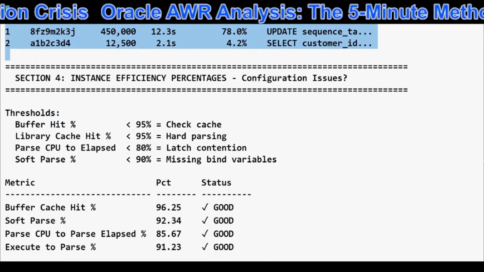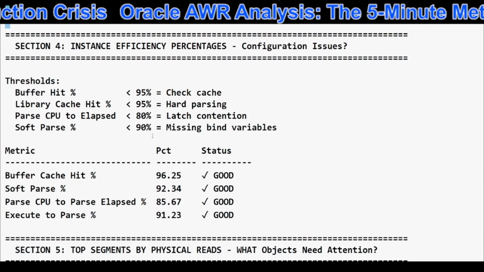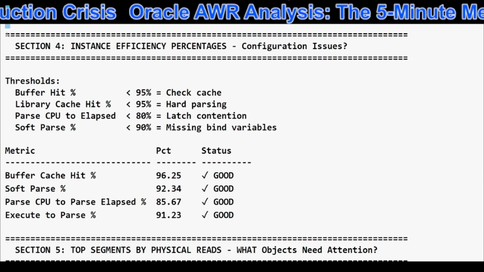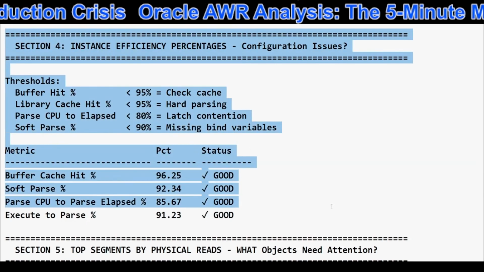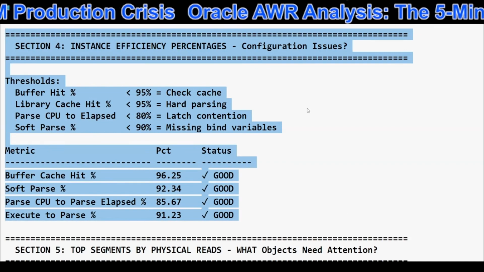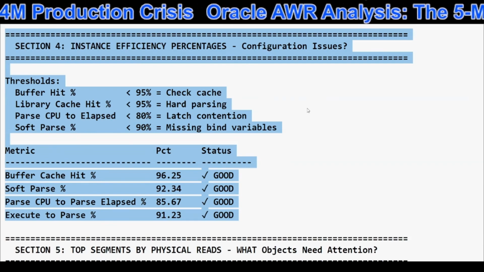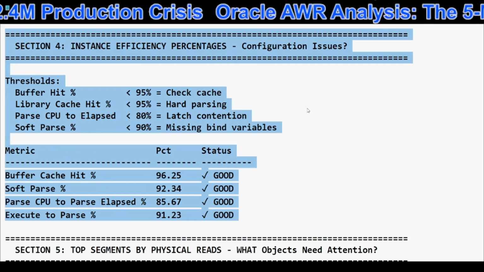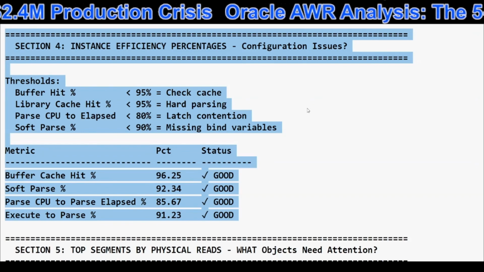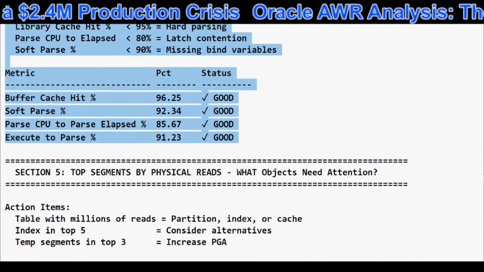Section 4, output instance efficiency percentages. These sections help identify configuration issues. Each metric is compared against real production thresholds. Green check marks healthy, red cross needs attention.